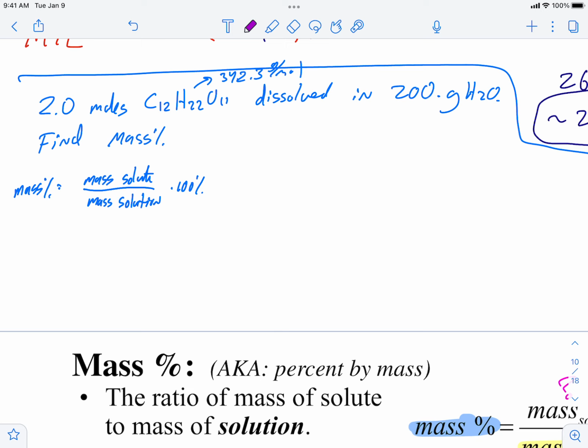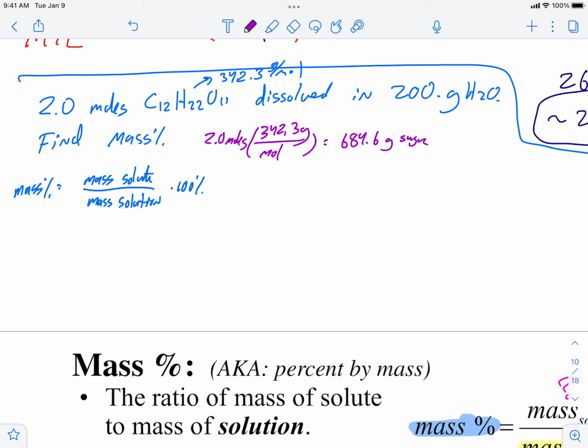Anybody have a solution? Jake? 77.39. Good. That's right. Let's go over that. So the first thing we need to do is find our mass of solute. So 2 moles. The molar mass was given to you as 342.3 grams per mole. So finding our solute mass is 684.6 grams of sugar.